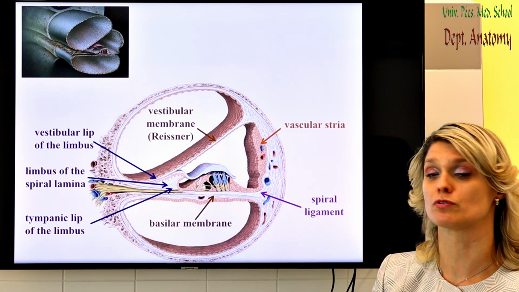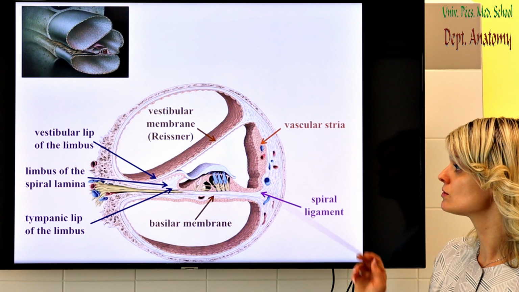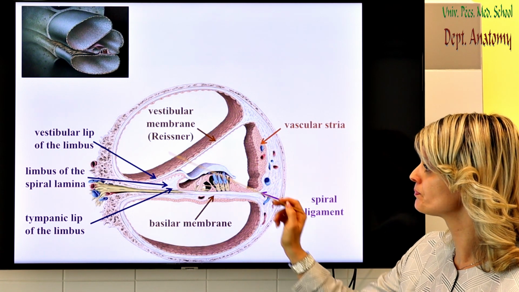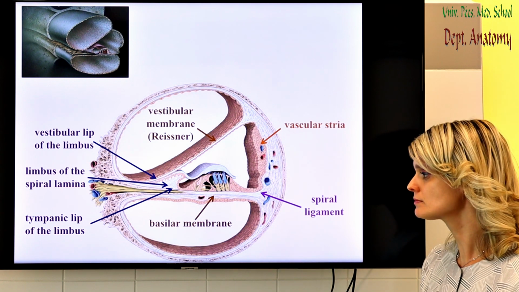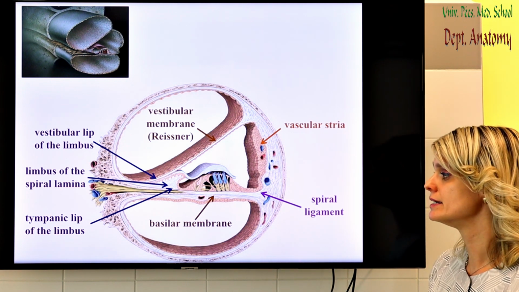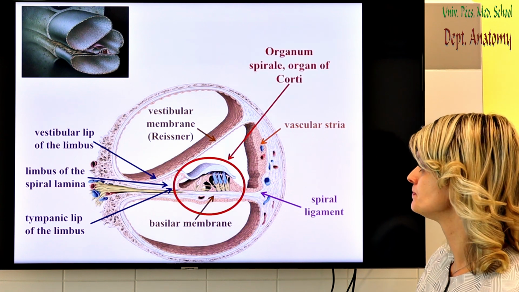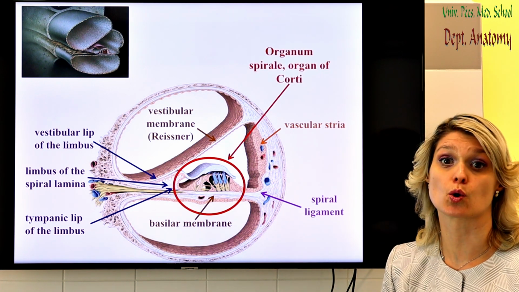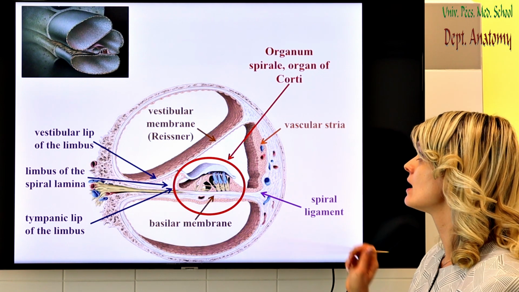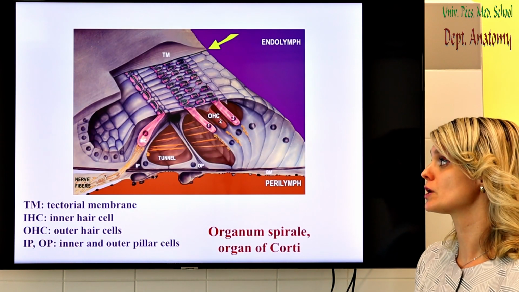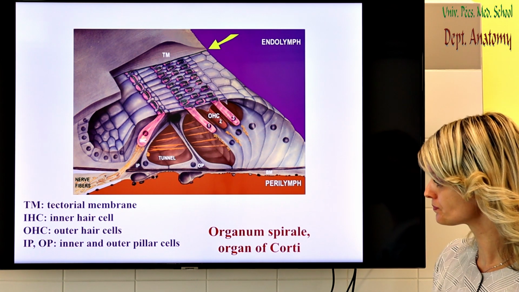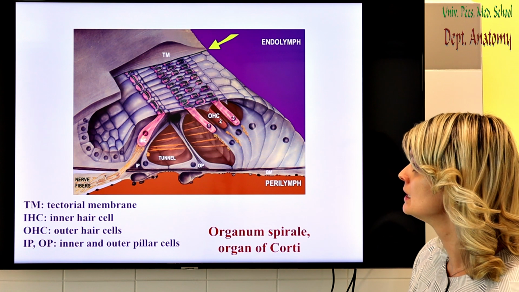It is responsible for the production of the endolymph. So we know that here we have endolymph, and there in the scala vestibuli and the scala tympani we have perilymph. And there on the basilar membrane we can see the organ of Corti. And now I would like to show you the structure and the cells of this special part of the cochlea.